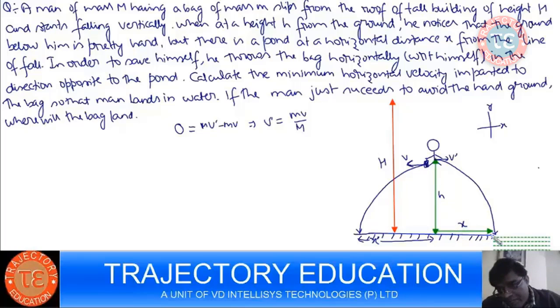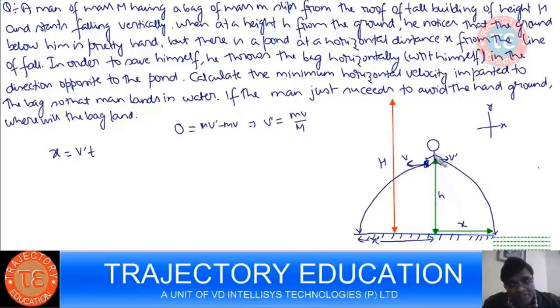Now he has to land in water. What is x? What will x be equal to? x will be equal to v dash into the time taken by the man to fall a distance of h, small h.